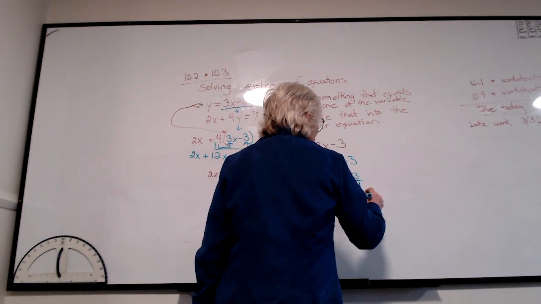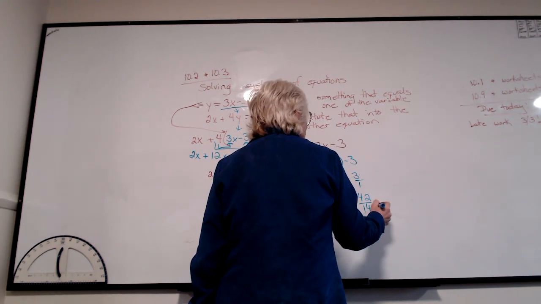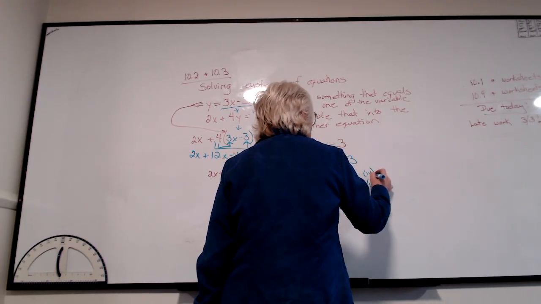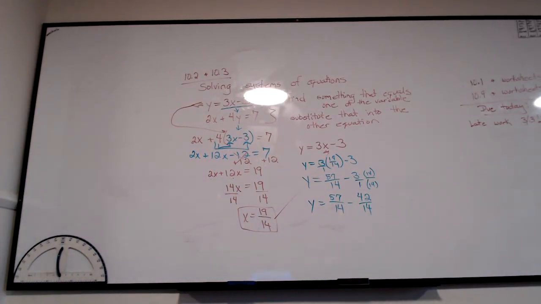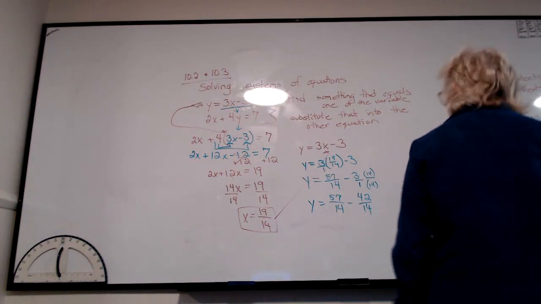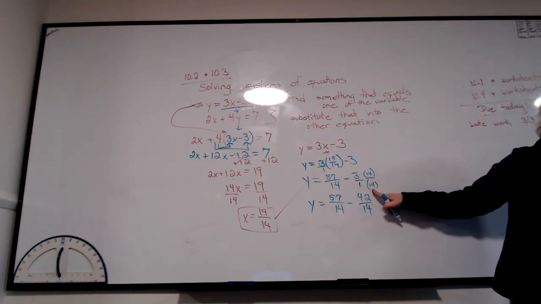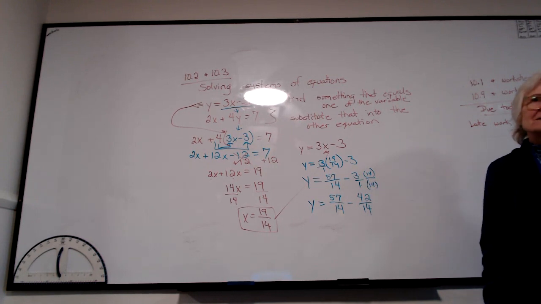Oh, okay. So 3 times 14 is 42 because I multiplied this by 14 and this by the same 14. Why can I multiply by 14 over 14? Because that's the same as 1, and if I multiply anything by 1, I still get the same number. So this is the same number because 14 over 14 is just 1. I'm multiplying by 1, so this number is the same as that.